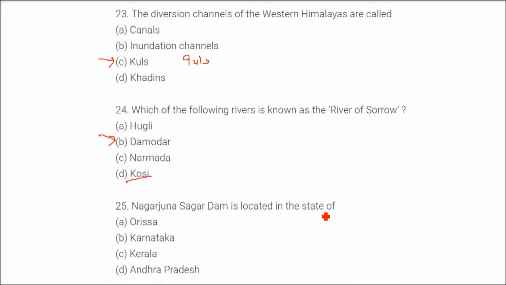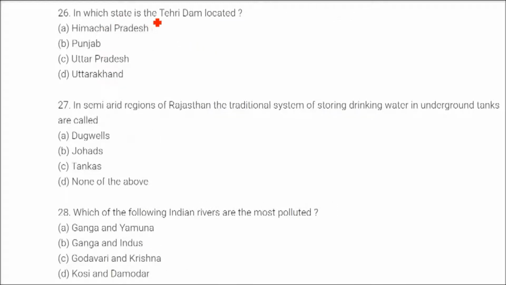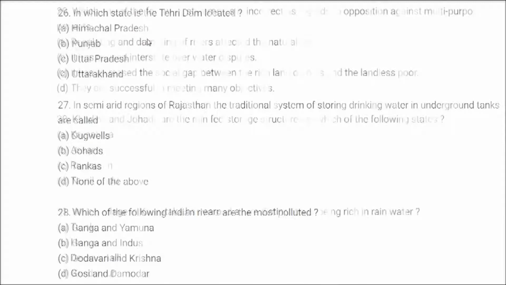Nagarjuna Sagar Dam is located in the state of, the answer is Andhra Pradesh, AP. In which state is the Tehri Dam located? It is in Uttarakhand, D. In semi-arid regions of Rajasthan, the traditional system of storing drinking water in underground tanks is called, the answer is Tankas. Which of the following Indian rivers are the most polluted, means polluted with chemicals etc., and of course, humans, we are polluting it. The answer is Ganga and Yamuna. The most sacred of rivers are the most polluted.